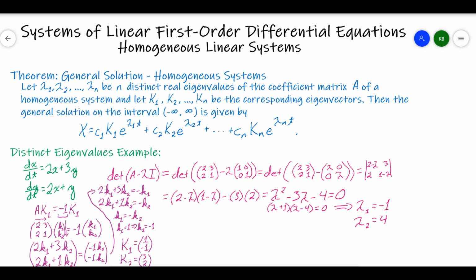And now that I have my eigenvectors that go with my eigenvalues, I can use our theorem and know that my solution is x equals C1, K1 is 1, negative 1, e to the lambda 1, so negative 1 times t, plus C2, K2, so 3, 2 in this case, e to the lambda 2, so 4t.